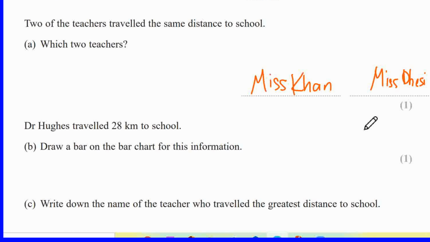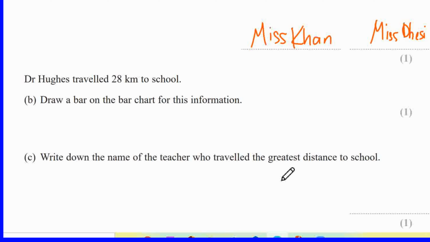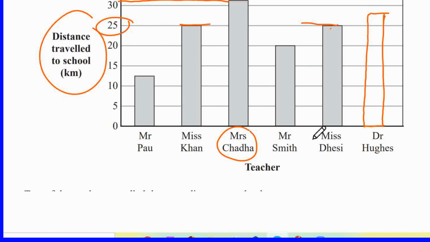Next, number C, write down the name of the teacher who traveled the greatest distance to school. The highest, Mrs. Chada is here, the highest, around 32, so Mrs. Chada.